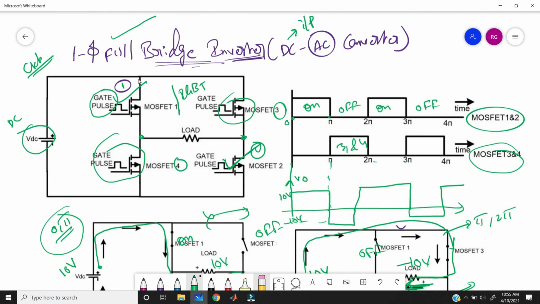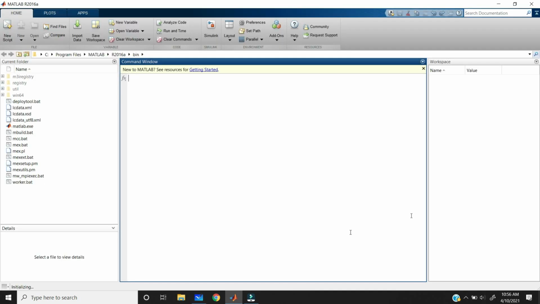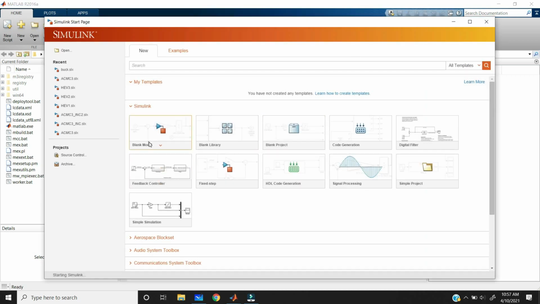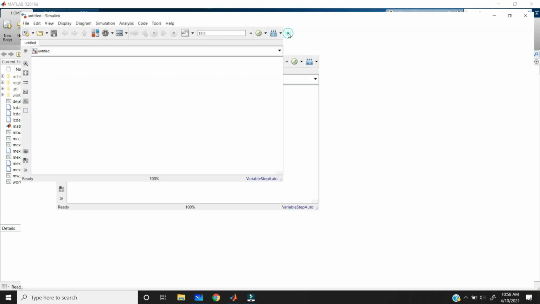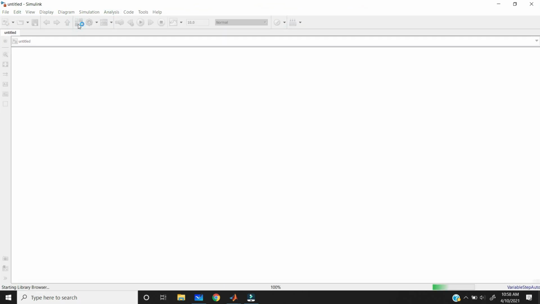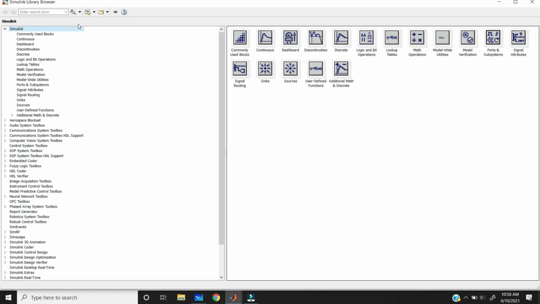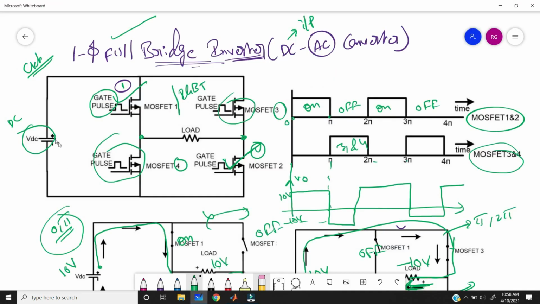Now let's connect this single phase full bridge inverter in MATLAB Simulink. Open your MATLAB, click on Simulink, and now open a blank model. This is the blank model, and here we can connect the circuit. Now open the library to take the elements required for our circuit. In our circuit we need a DC source, 4 MOSFETs or IGBTs, and 1 load. So take those elements in the library browser.